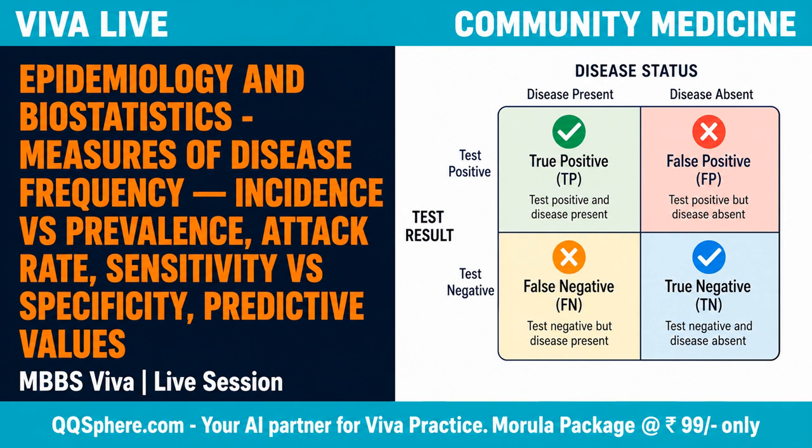Incidence refers to the new cases, the number of new cases of a disease that develop in a population at risk during a specified period. Whereas prevalence is the total number of existing cases, which is old and new, in a population at a specific point in time or over a period. Excellent, that's the exact distinction.